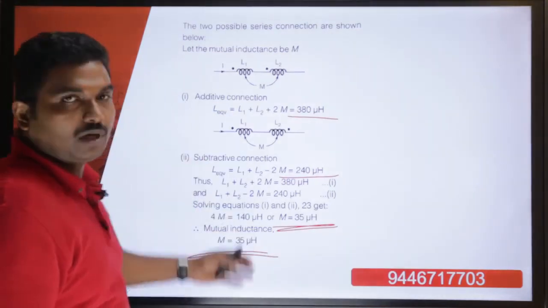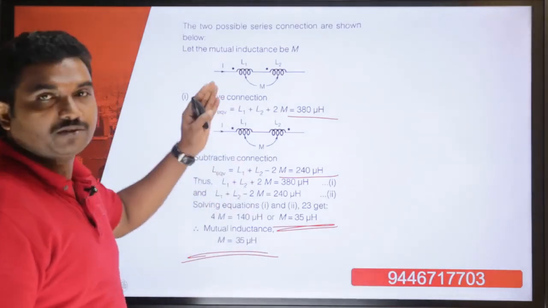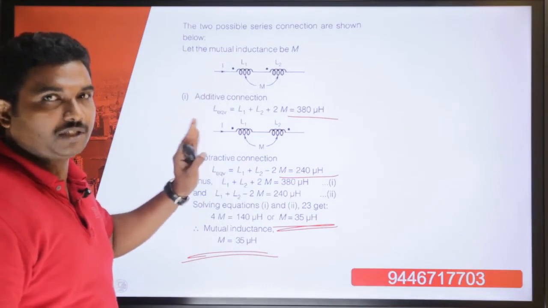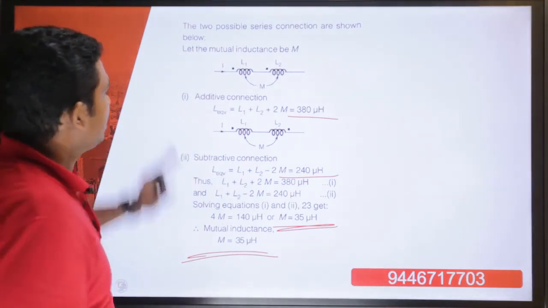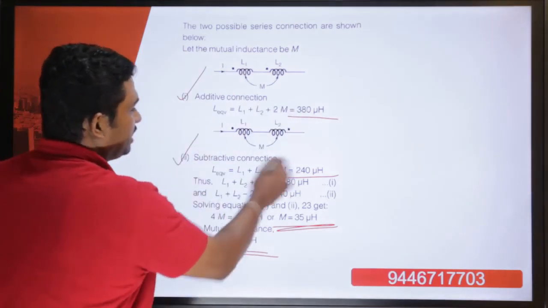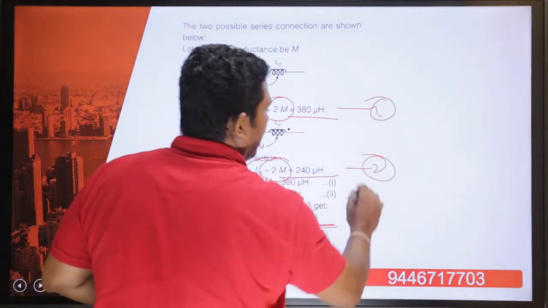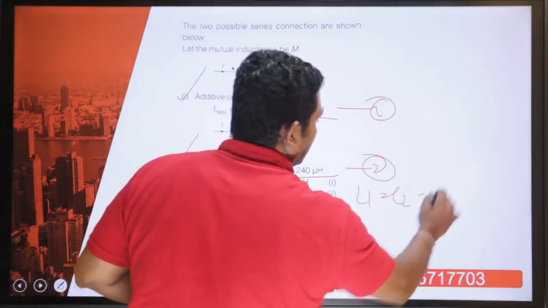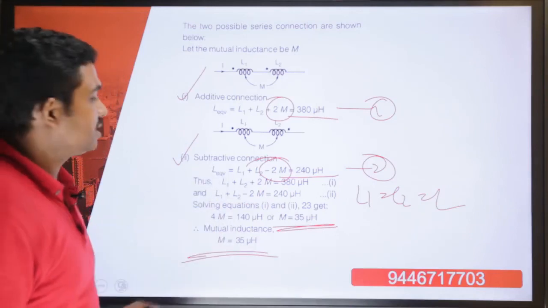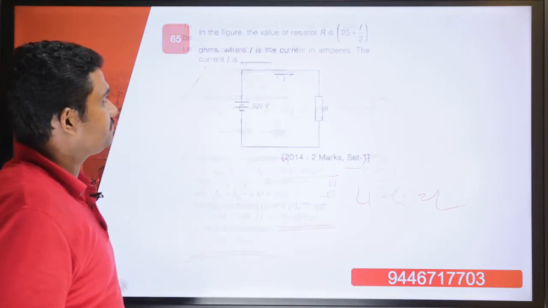So you already know how to do this question. In the same chapter itself, we have done this question with respect to a 10 ampere, 8 ampere question. So you have to remember these kinds of questions. Here the two possibilities are given, plus 2M and the subtractive minus 2M. We will be making equation number 1 and equation number 2, and substituting L1 equal to L2 equal to L. By mathematical simplification you will obtain the value of M. So this is the answer for this question.